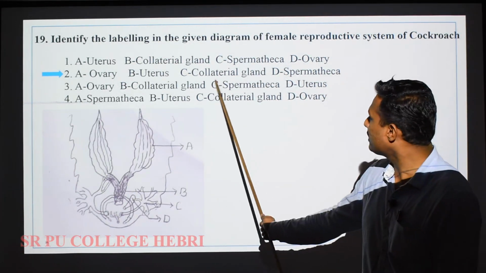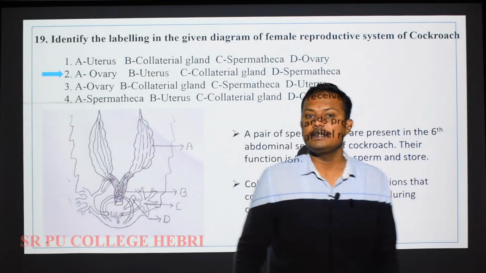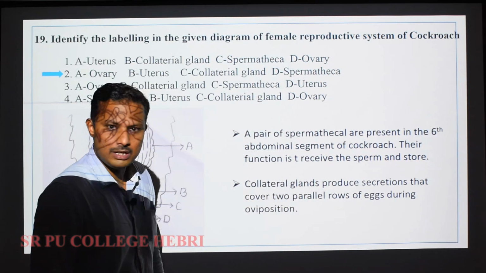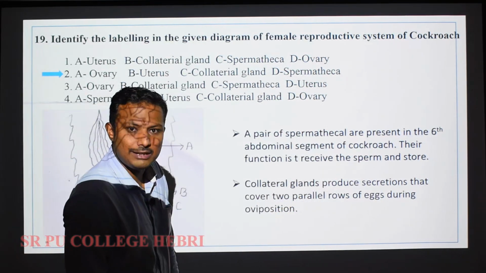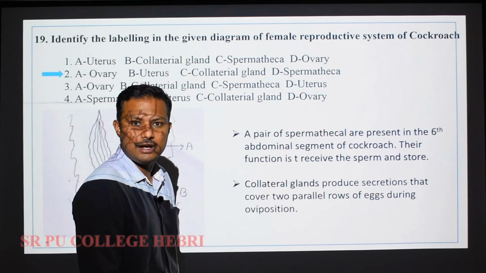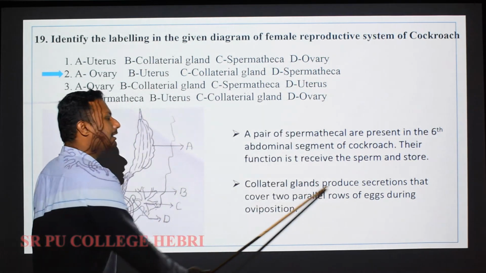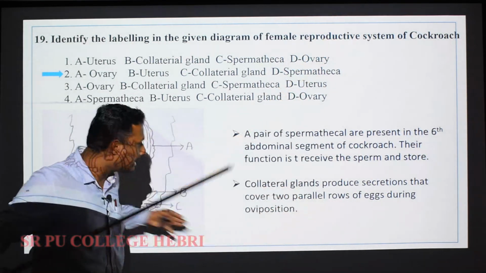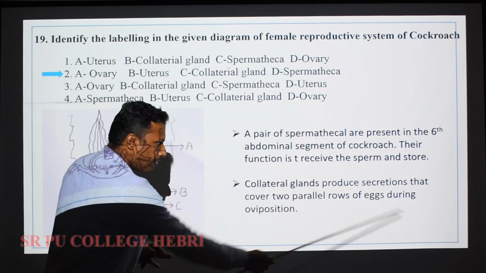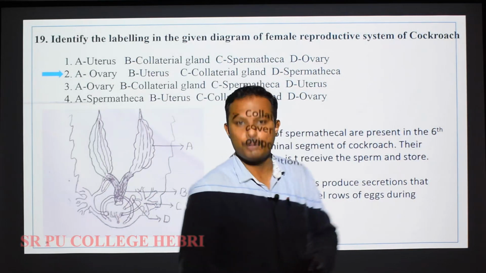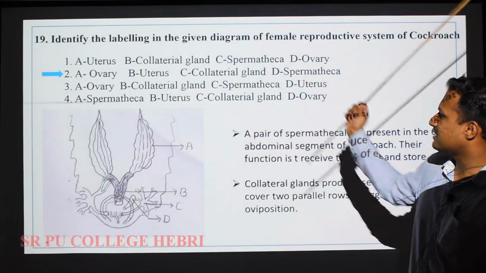You might not have heard about the collateral gland and spermatheca. See, spermatheca means there will be a pair of spermatheca in the cockroach female reproductive system, also in many insects, but in cockroach it will be present in the 6th abdominal segment, and the function of spermatheca is to receive the sperms and store them, right? And collateral glands produce secretions that cover the two parallel sides of the female reproductive system, where the rows of eggs are laid during the oviposition. Oviposition means it gives a place to lay the eggs. So the answer is the second one.